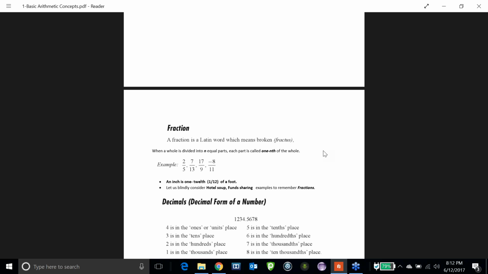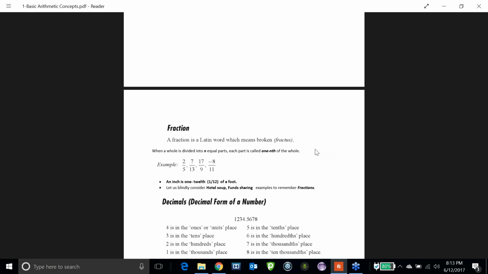Next, coming to fractions. A fraction is a Latin word which means broken. If an integer is evenly distributed into q parts and that is not a whole number, then the fraction form of a number is written as p by q, where both p and q are integers. You need to remember that. And more precisely, a number that can be expressed in the form of p by q is also called a fraction.